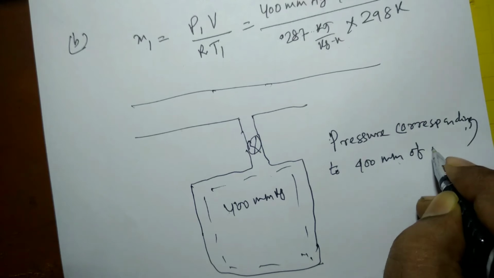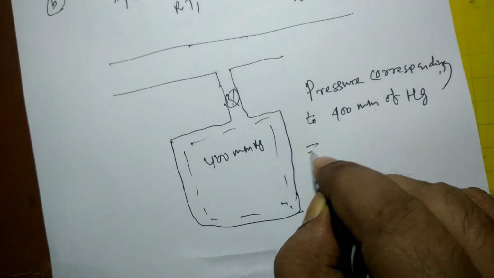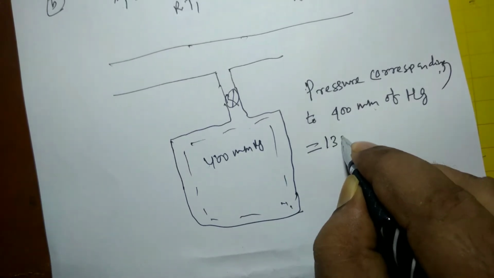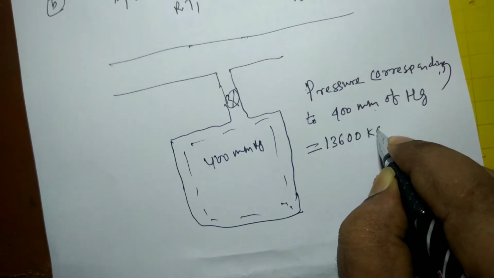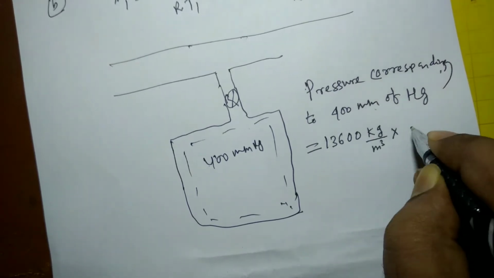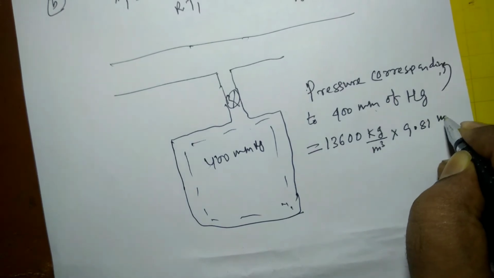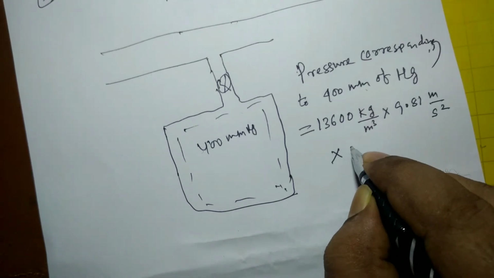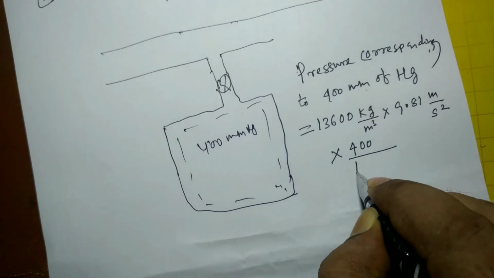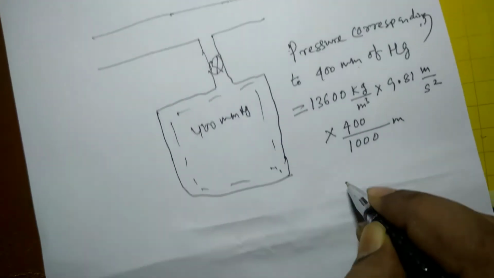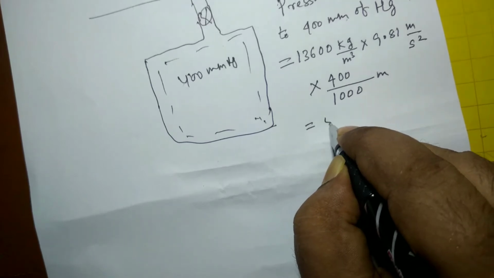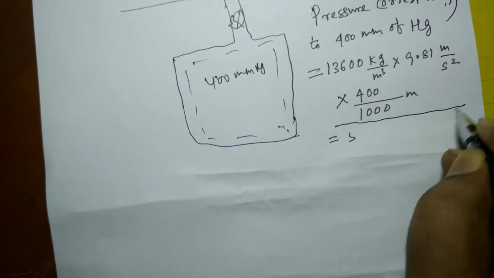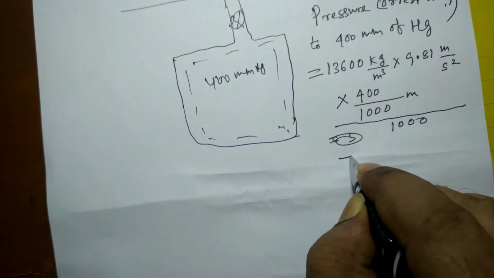400 mm of mercury: pressure is equal to rho into g into h. Rho is the density of mercury, 13600 kg per meter cube, multiplied by 9.81 meter per second square, multiplied by h. h is 400 mm, so we will convert it into meters. The answer will come in pascal. If we divide it by 1000, it will come in kilopascal.